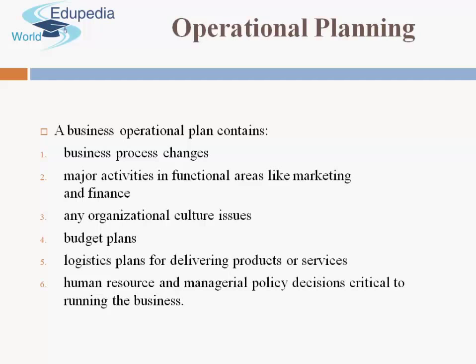So business process changes is basically when you are defining the process of the operations that has to happen in the organization; the operational plan covers that. It covers the functional areas like marketing and finance, and any organizational cultural issues, because as I mentioned, all the day-to-day activities happening in the organization are covered in the operational plan. So even when you're formulating your policies, you keep all these things in mind: your budget, your culture, logistics, human resource and managerial policy decisions critical to running the business.